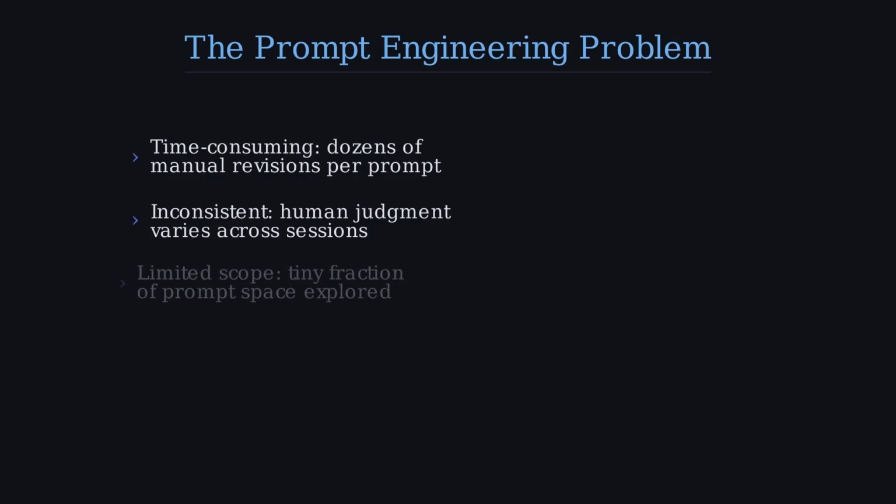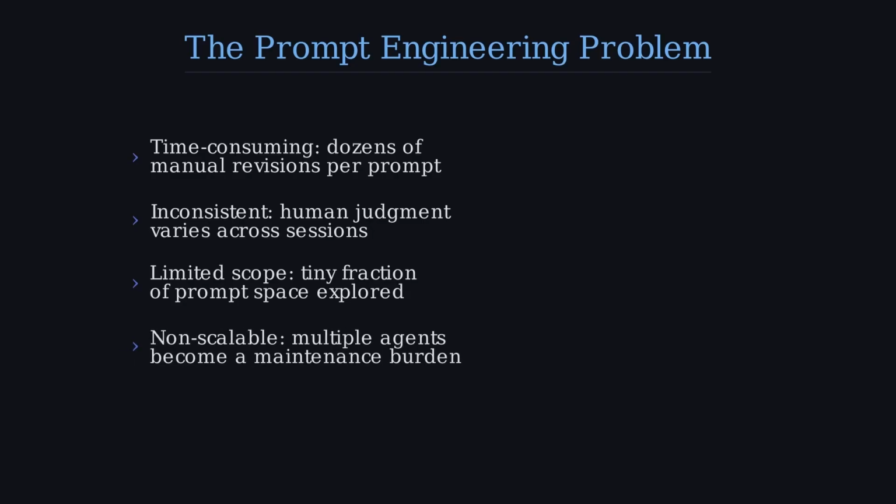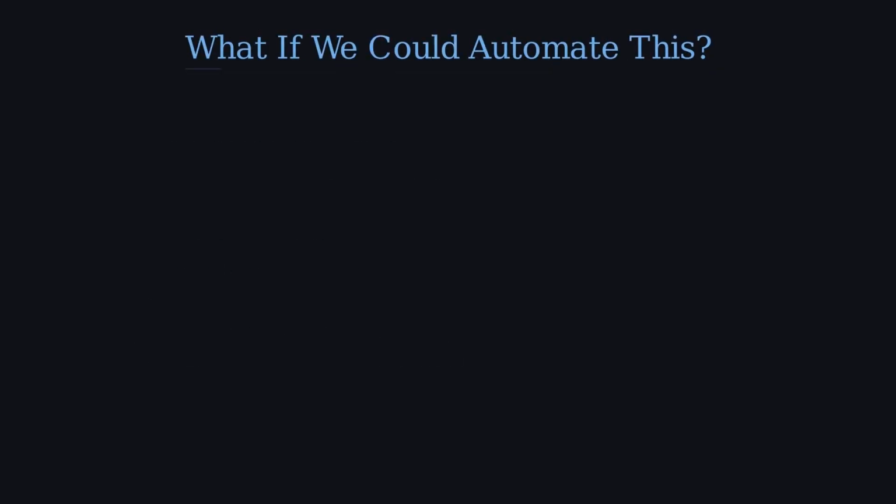Each iteration demands manual review, your judgment varies depending on when you look at it, and you can only explore a tiny fraction of the vast prompt space. Once you have multiple agents with different prompts, it simply doesn't scale. What if we could automate this?